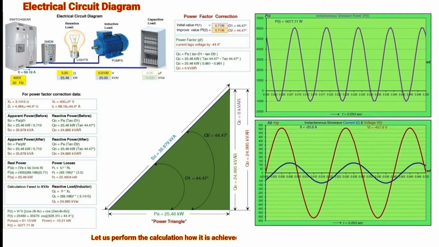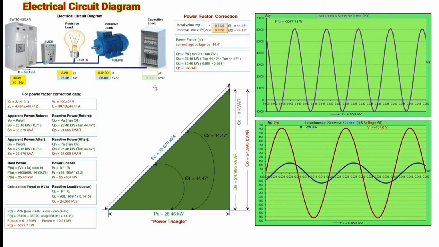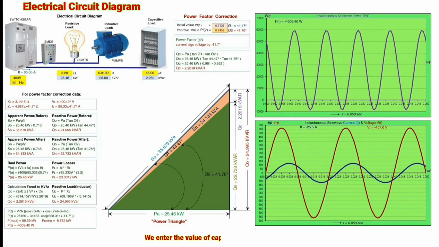Let us perform the calculation, how it is achieved. The power factor improvement by adding a capacitor to this circuit. Please observe the graphical waveform and the result of all data. We enter the value of the capacitor as 45 microfarad. You notice the load current is reduced from 89 amperes to 85 amperes. The power factor slightly improved from 0.71 to 0.74.